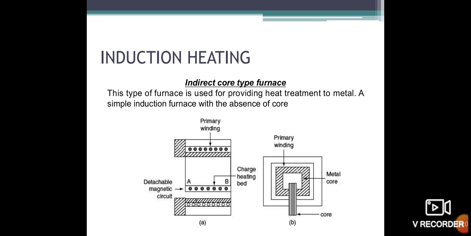A high frequency supply of 500 to 1000 Hz is preferred because the eddy current is directly proportional to the frequency squared and B squared, which means the flux density. The advantages of the indirect core type furnace are that the time required for melting is less, the temperature control is easy, and the overall cost is less.